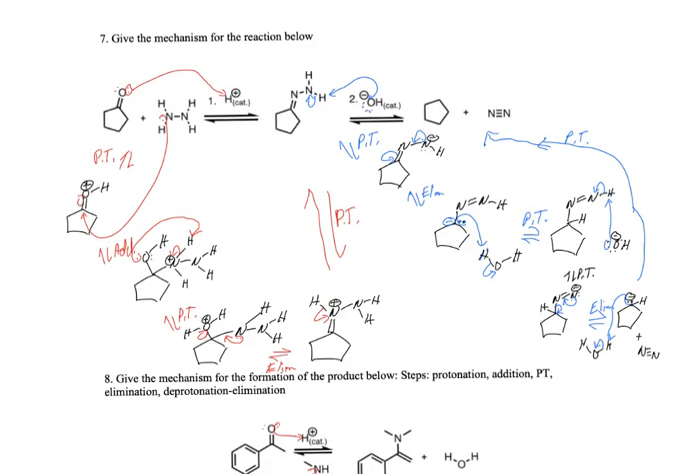So number 7, mechanism for this. Essentially, this looks hard, but it's just making an imine, well, the one we just did. Protonation, nitrogen adds in, proton transfer, nitrogen made the water, nitrogen comes down, deprotonation, proton transfer, right? You regenerate the catalyst, you get to this. Essentially, it's called a hydrazone, but for you, it's just an imine, right?